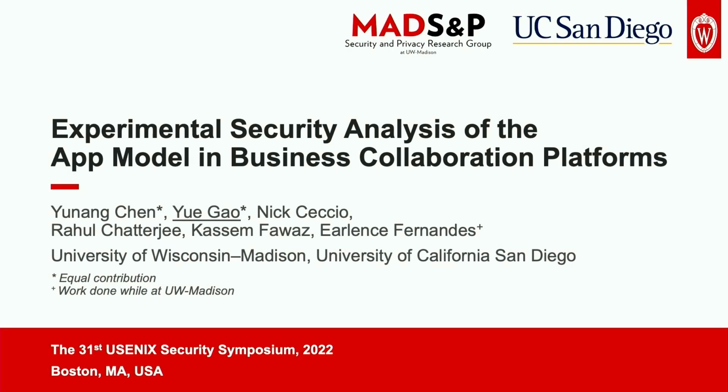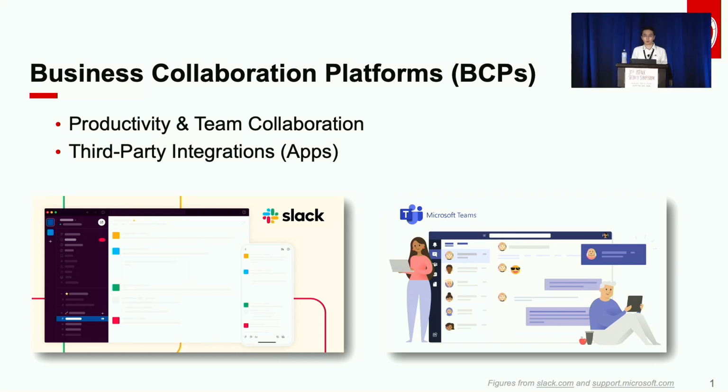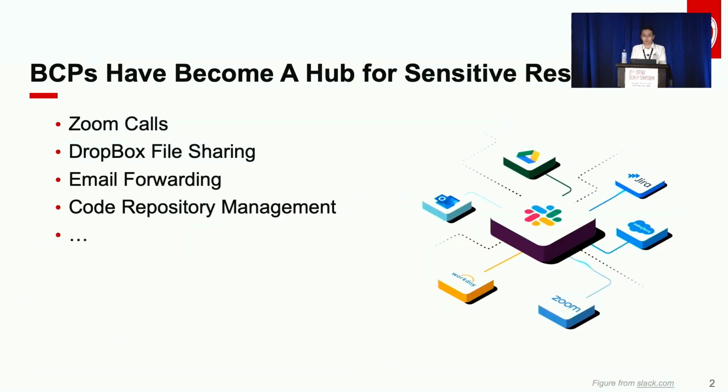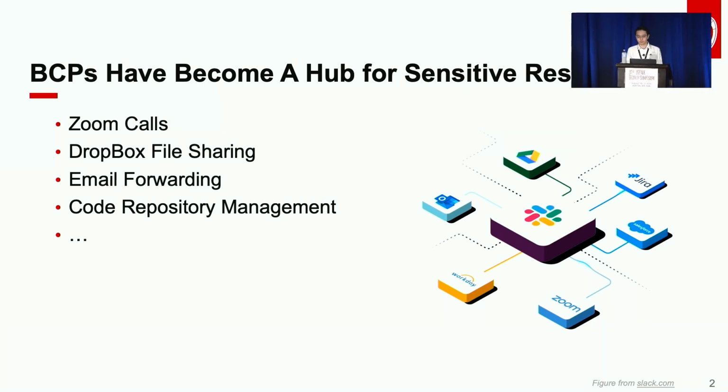So I'm glad to present our security analysis of the app model in business collaboration platforms. These business collaboration platforms, such as Slack and Microsoft Teams, are productive tools designed for team collaboration with third-party integrations. However, as these platforms integrate more and more features, they have effectively transformed into a hub for sensitive resources. For example, we can have Zoom calls, file sharing, and even managing our cloud repositories, all from within the platform.